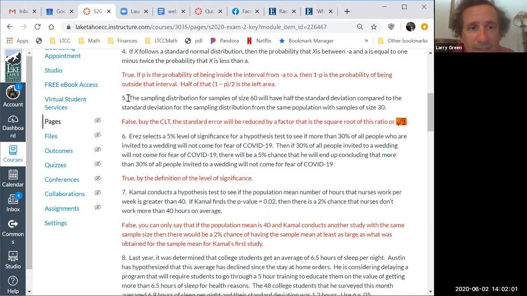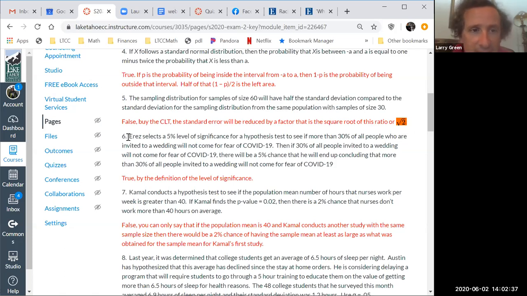Okay, number 5, the sampling distribution for sample size 60 will have half the standard deviation compared to the standard deviation for the sampling distribution for the same population with sample size of 30. That one's false because it's not half, it's a divide by root 2, because you've got to divide by the square root of that quotient, not just the quotient. Any questions on number 5?